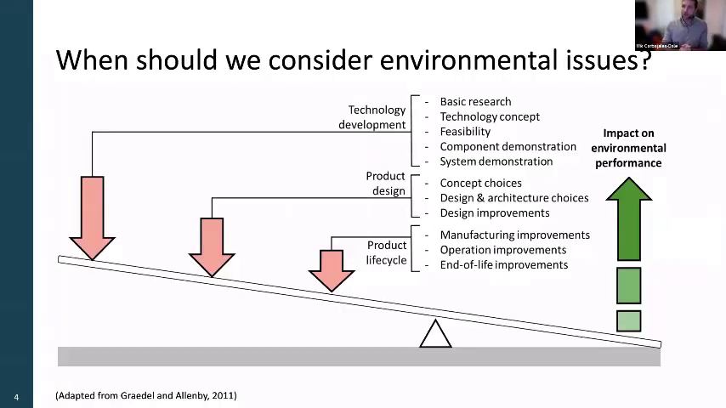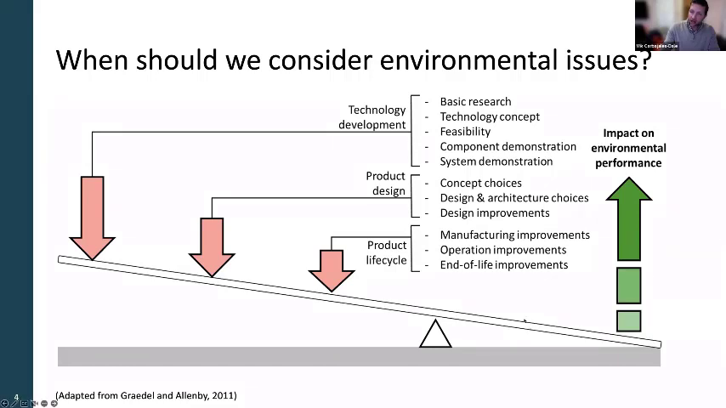So again, part of the motivation for this is if we think about this seesaw here, we've got down at the bottom this product life cycle. Once a product has been developed and it's being manufactured, what are the levers that we have to improve that environmental performance? Well, we can think about manufacturing improvements. So maybe lowering the temperature slightly at which something happens, or a lower pressure, all things to try and improve the energy use of that thing.